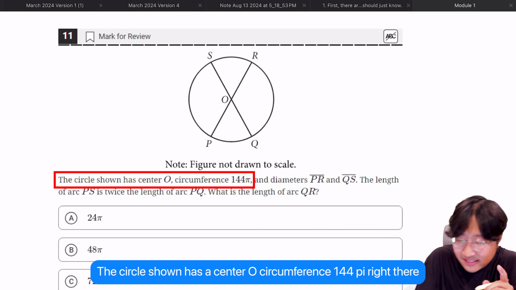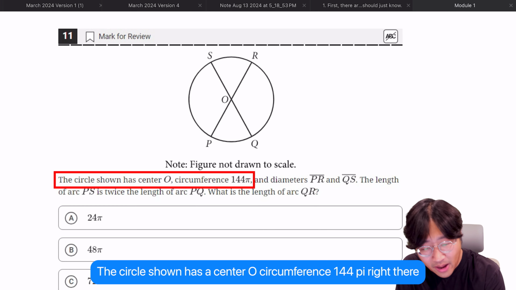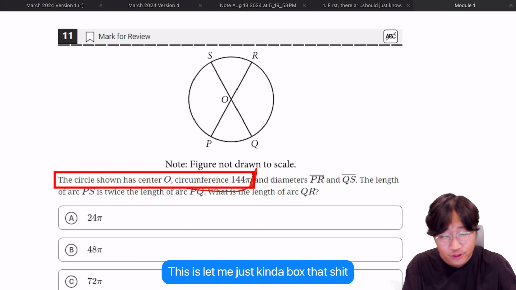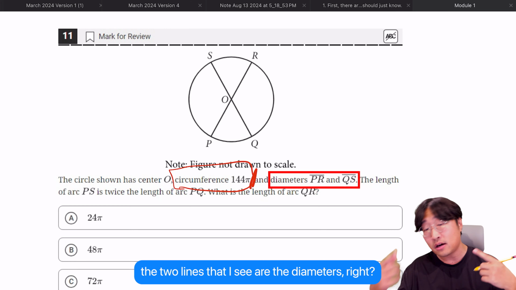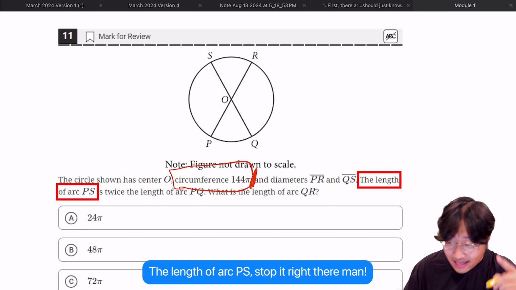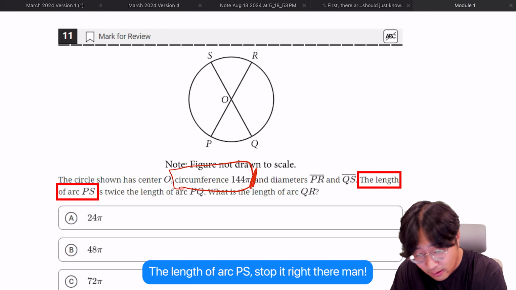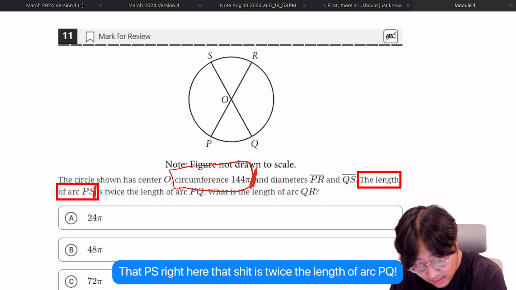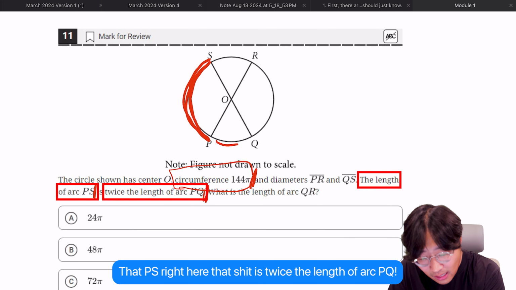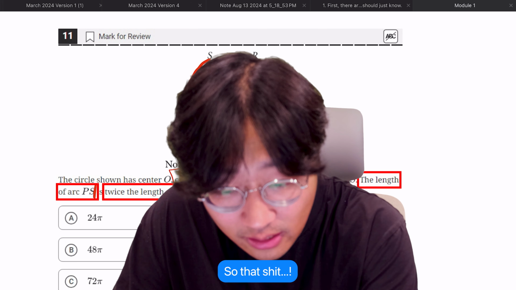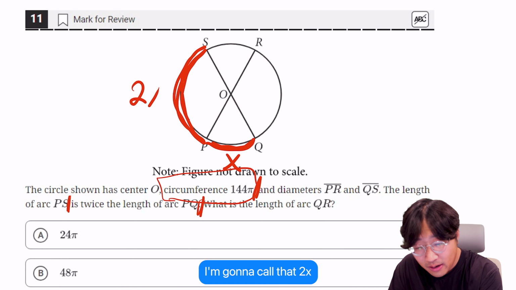The circle shown has a center O, circumference 144 pi right there. Let me just box that. And the diameters PR and QS, the two lines that I see are the diameters, right? The length of arc PS, stop it right there, that PS right here is twice the length of PQ. So I'm just gonna call this x, and I'm gonna call that 2x.